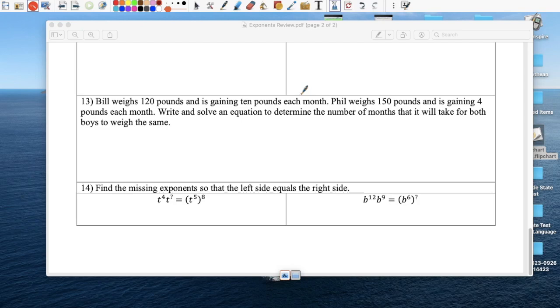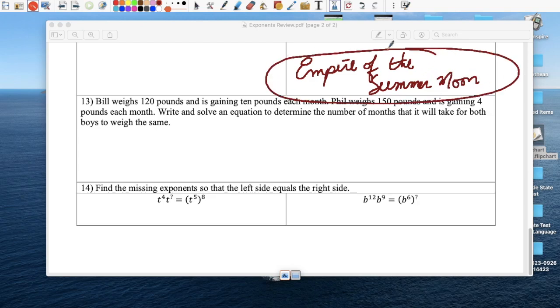Alright, so this is going to be your bonus word. Empire of the Summer Moon. Okay, it's the title of a book I read a while ago.